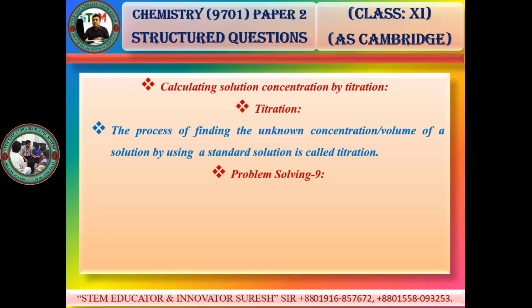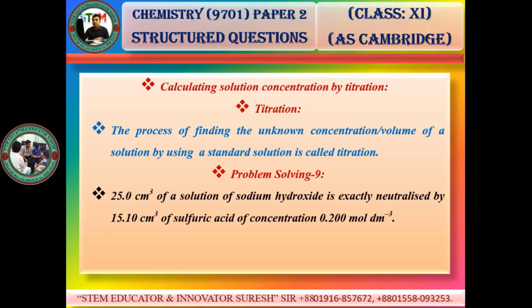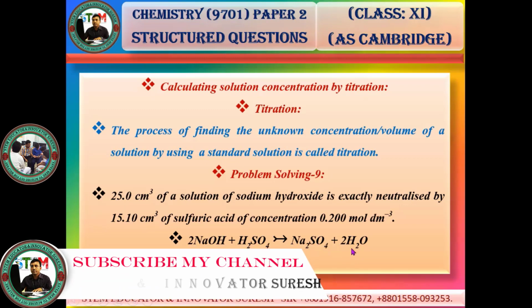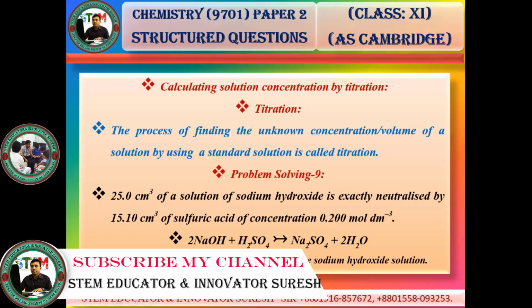Problem solving 9. 25.0 cm3 of solution of sodium hydroxide is exactly neutralized by 15.10 cm3 of sulfuric acid of concentration 0.200 mol per dm3. The equation is given here: 2 moles of sodium hydroxide reacting with 1 mole of sulfuric acid to form 1 mole of sodium sulfate plus 2 moles of water. Okay, calculate the concentration in mol per dm3 of the sodium hydroxide solution. That is the question finally.